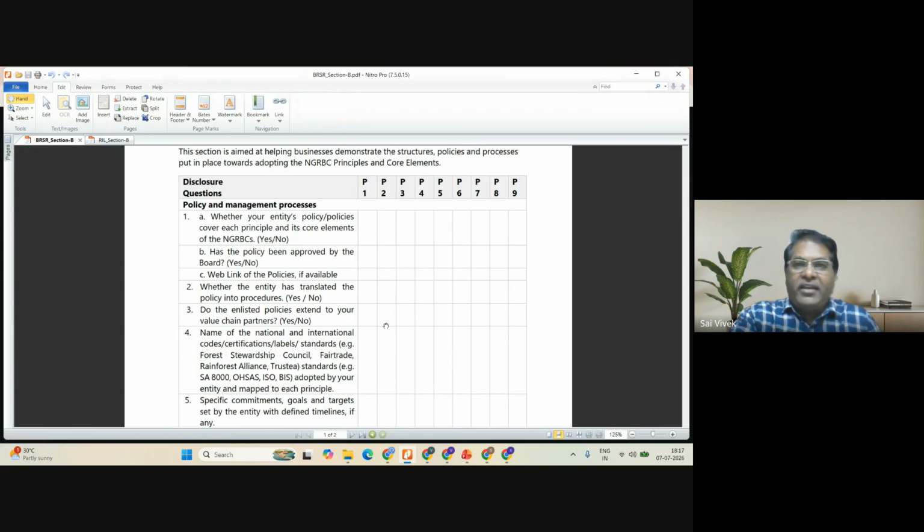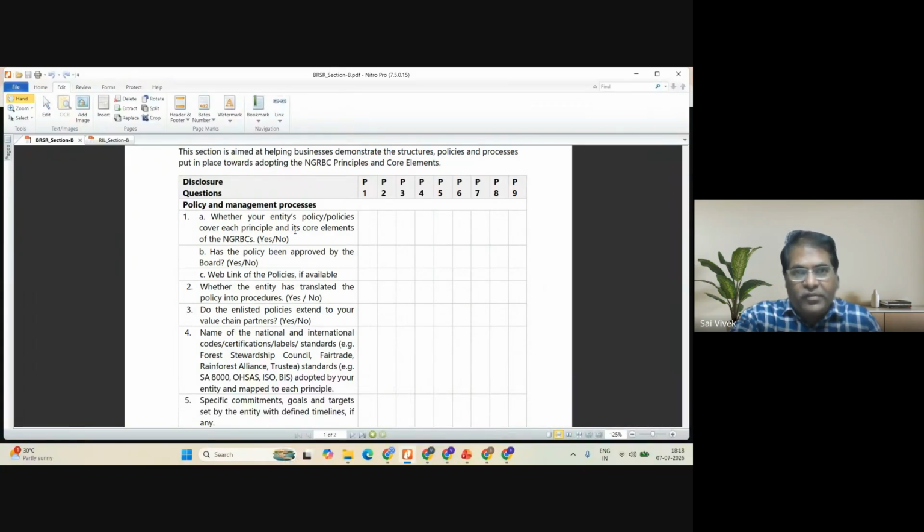Now coming to the questions, serial numbers one by one. Whether your entity's policy or policies cover each principle and its core elements of the NGRBCs. That is all the 9 principles. First thing is, does your entity have policies in place?